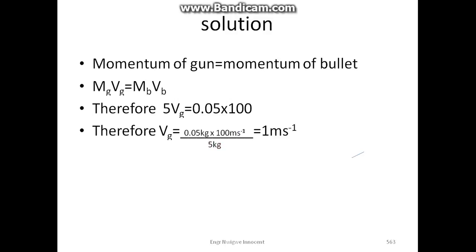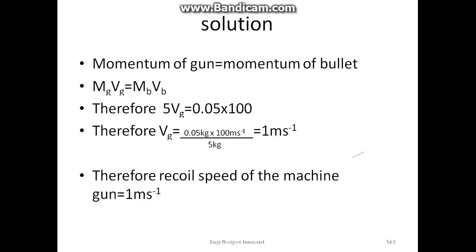Therefore, making vg, the velocity of the gun, the subject of the formula, we have vg equal to 0.05 kilogram times 100 meters per second, all over 5 kilogram, which will give us 1 meter per second. Therefore, recoil speed of the machine gun is 1 meter per second.